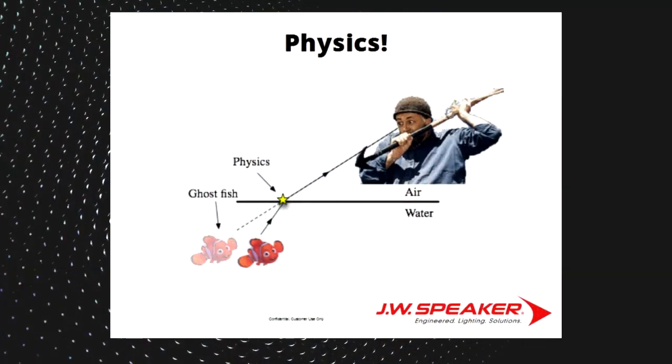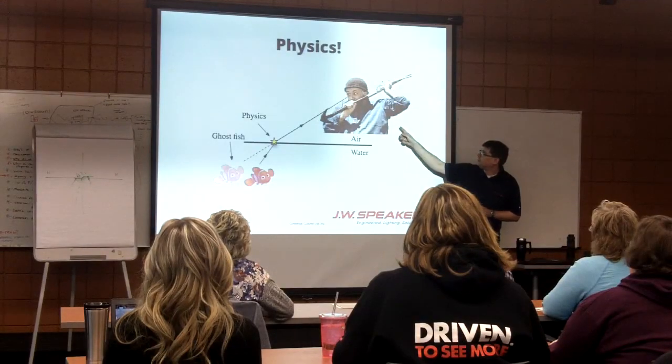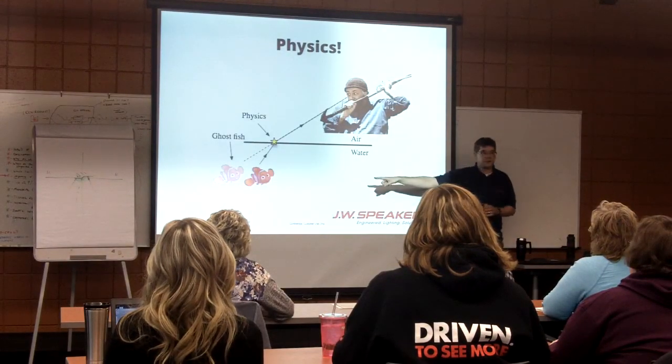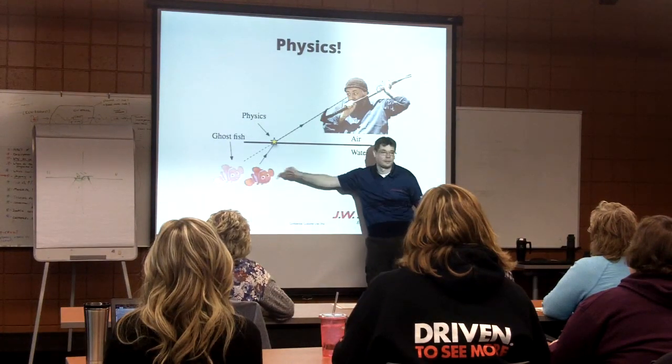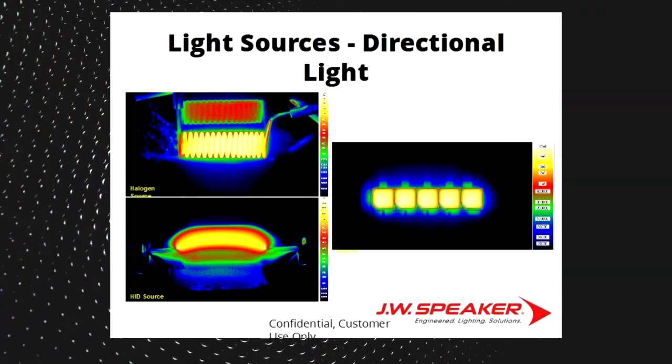I always put this picture in my presentation. It's my favorite picture. So this is what you have to remember about light refracting. If you are a crazy harpoon man and you're trying to kill Nemo, where you see Nemo is not where he is, because the light bends when it goes through the surface of the water.